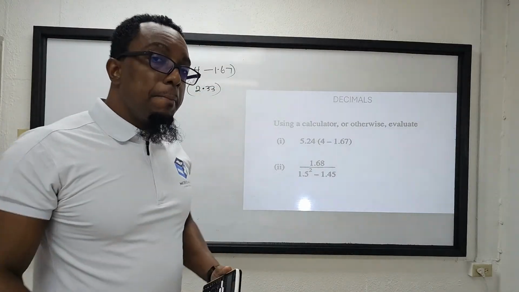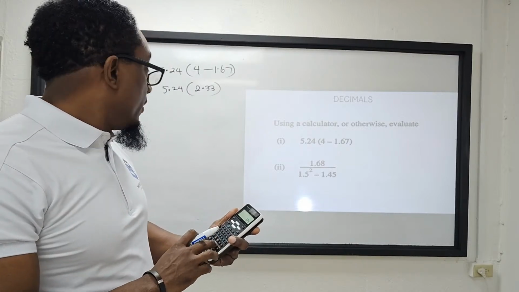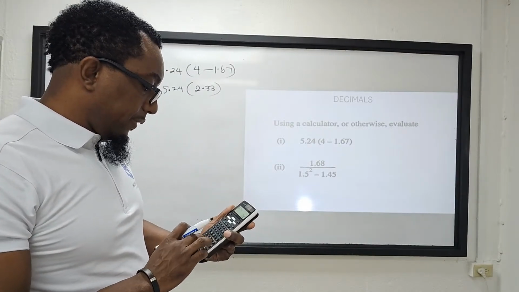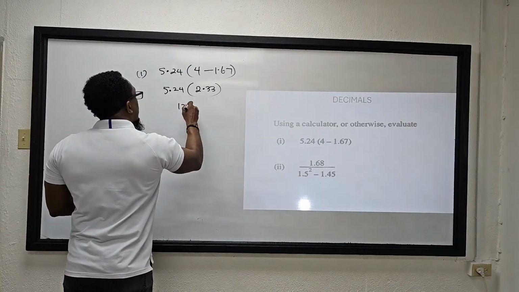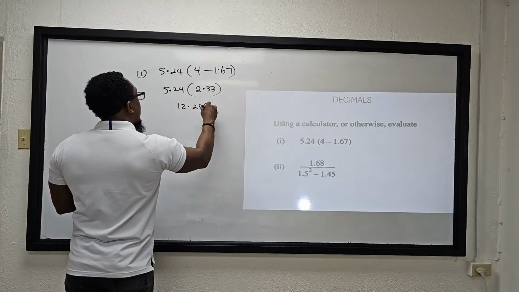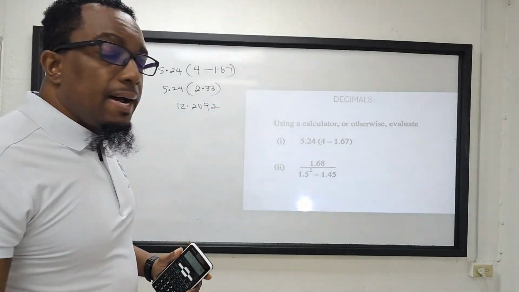And what I'm going to do is to multiply 5.24 by 2.33, which will give me 12.2092. Yeah, easy marks at the back.